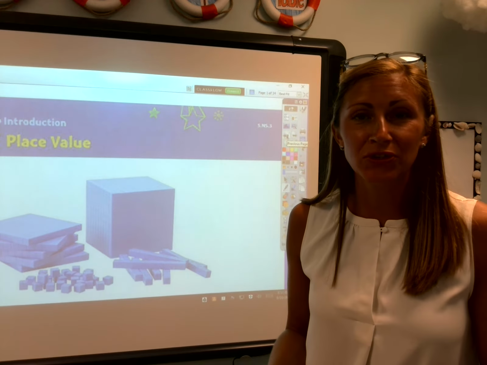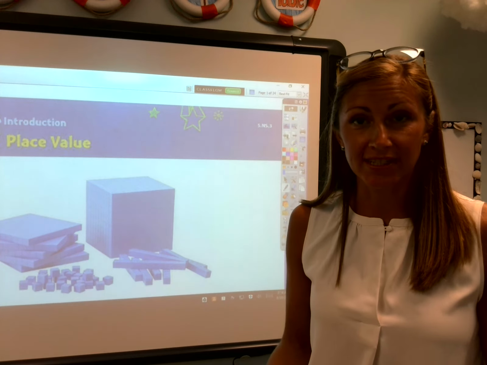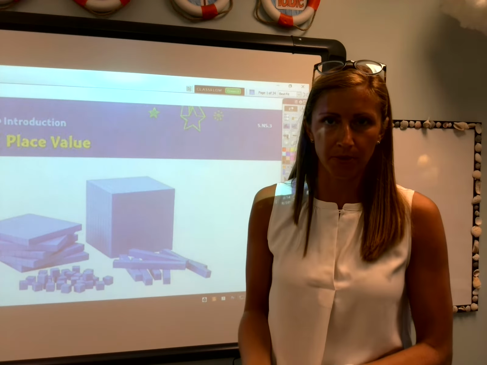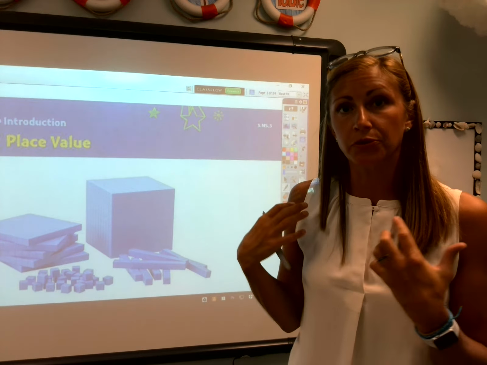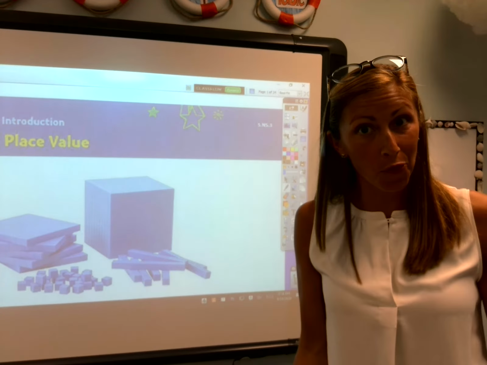We are going to be exploring place value together as our first lesson. Now, place value is something that's been happening all along since you've been talking about numbers and values. However, every single year with math, if you haven't noticed already, it builds upon one another. So place value for fifth grade is going to feel very familiar, hopefully.